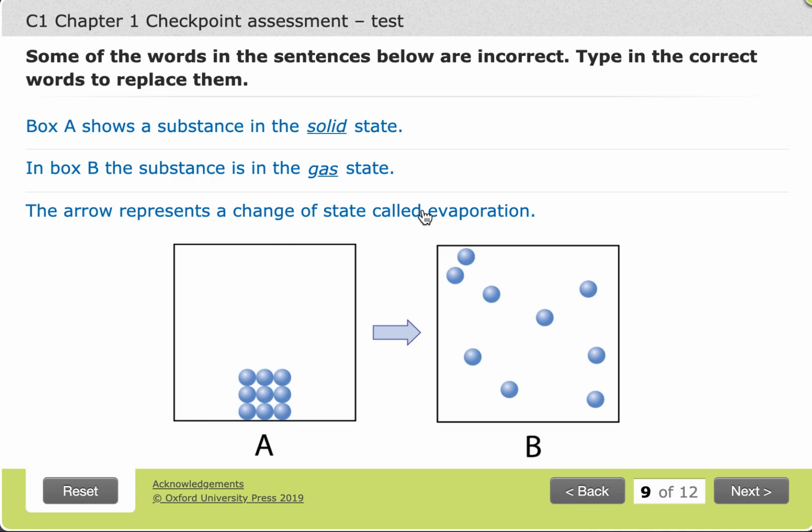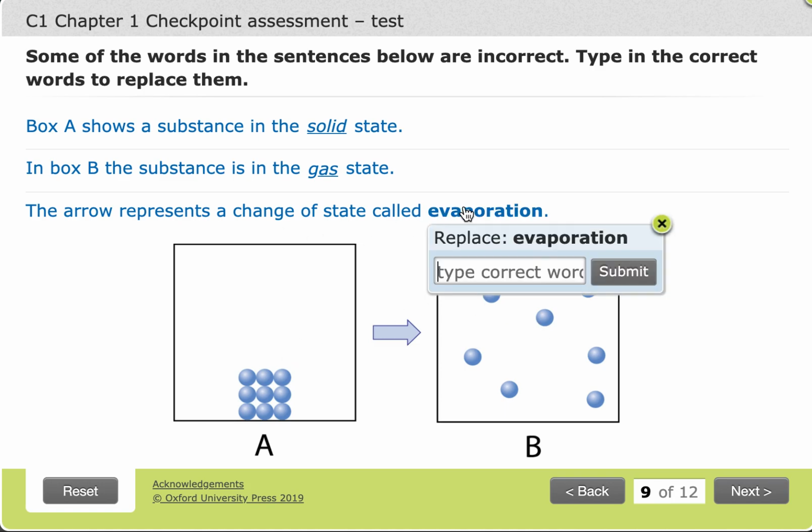The arrow represents a change of state. Change of state is not evaporation, because we're not going from a liquid to a gas, we're going from a solid to a gas, and so therefore this is sublimation, sorry. I always make that mistake.